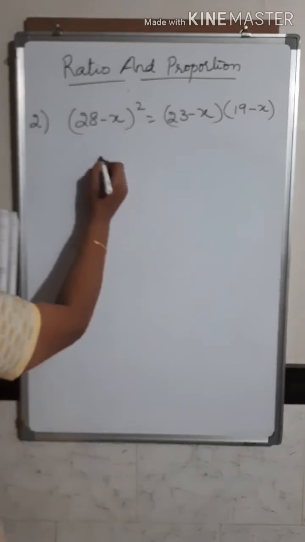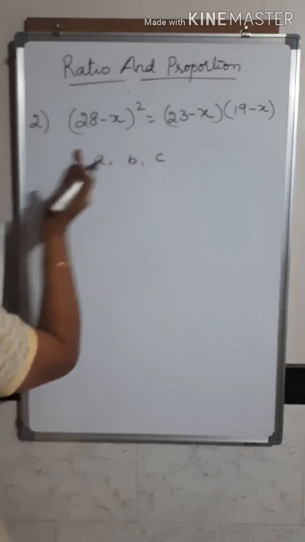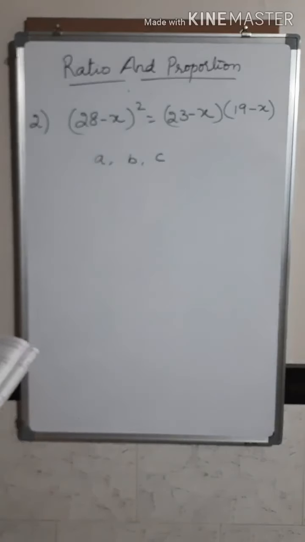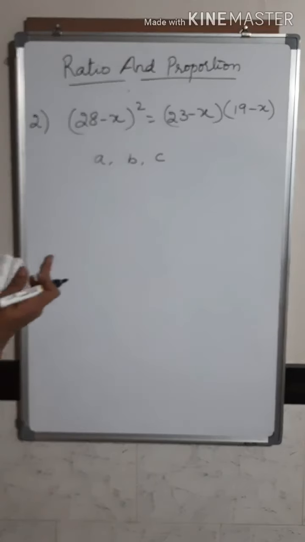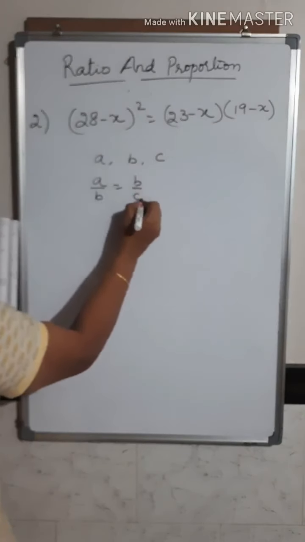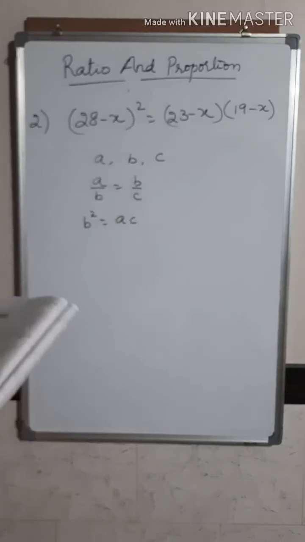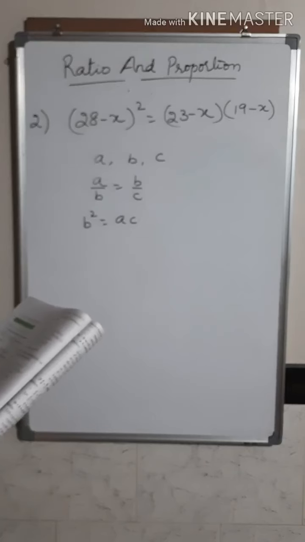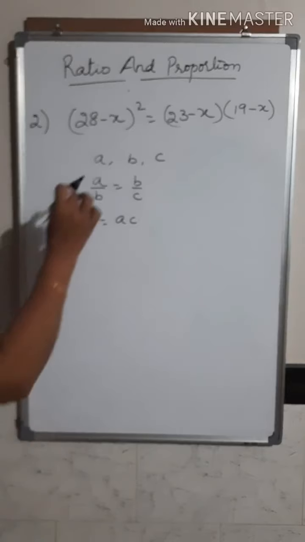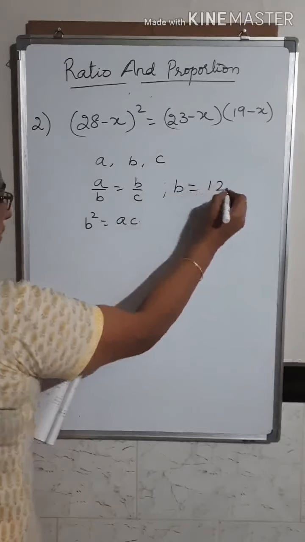So let us consider the three numbers as A, B, C. Three numbers are in continued proportion, so we are going to take the three numbers as A, B, C, which are in continued proportion. Since they are in continued proportion, you will get A upon B is equal to B upon C, or B square is equal to AC. Now what is the next condition they have given? They have given that the mean proportional is 12. Which is the mean proportional here? B. So they have given that the value of B is equal to 12.